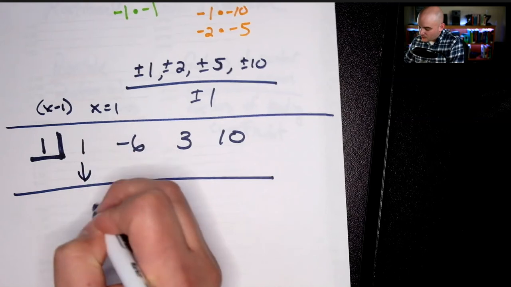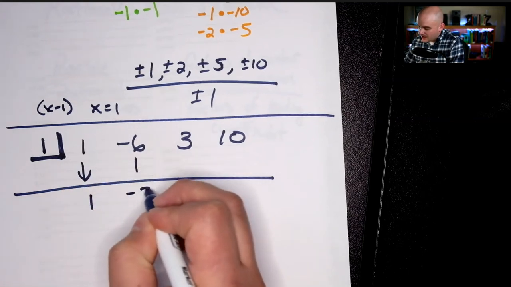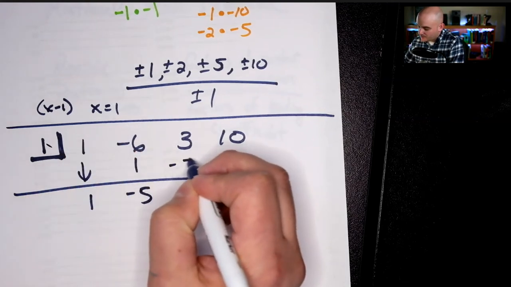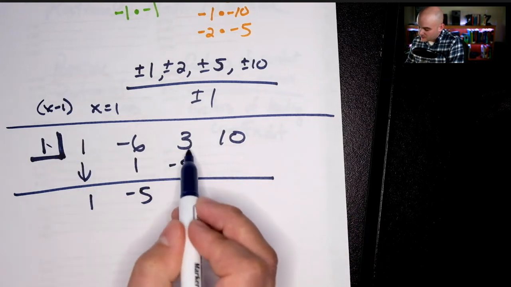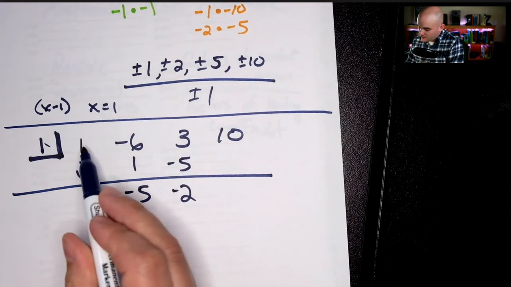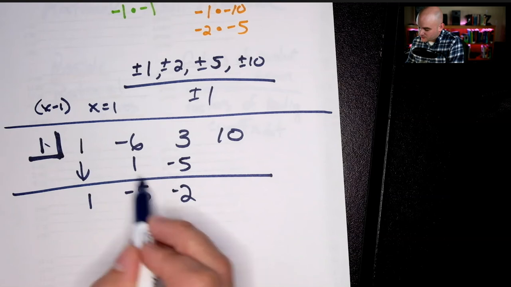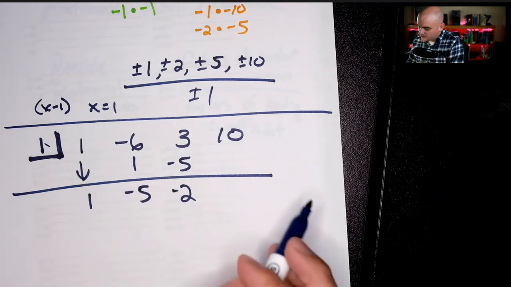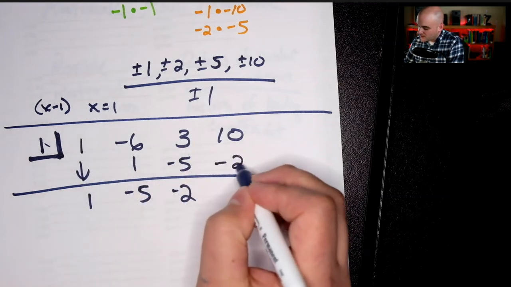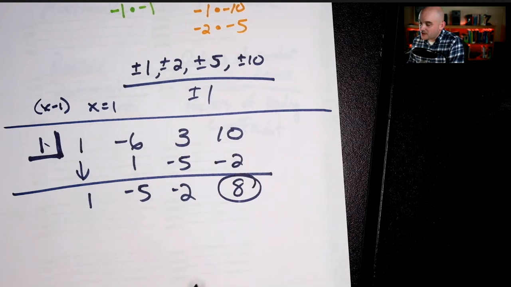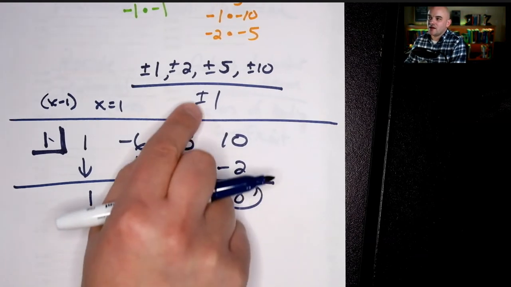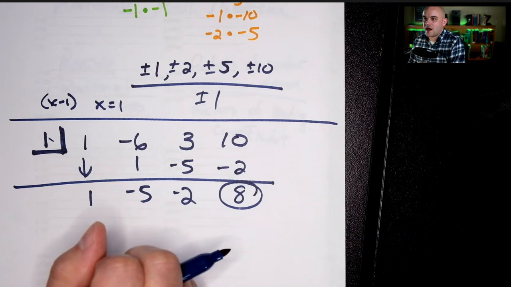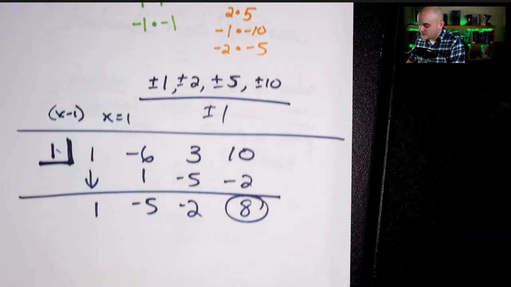So I'm going to drop the 1, multiply, and add. Multiply and add. Multiply, did I add correctly there? Negative 2. Let's go back. Sometimes I go through this so quickly that I end up adding something incorrectly. Negative 2. Multiply and add. Notice my remainder is not 0. So that means that this is not a factor. So x equals 1 is not a 0.